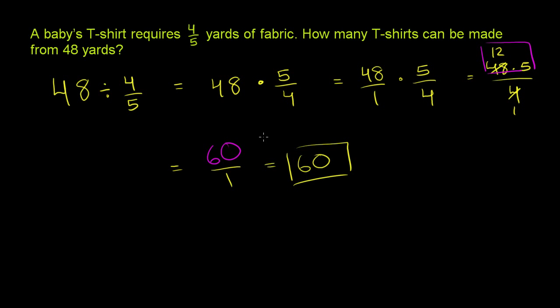So you can actually make 60 children's or babies' t-shirts from 48 yards if each of them use 4/5 of a yard.